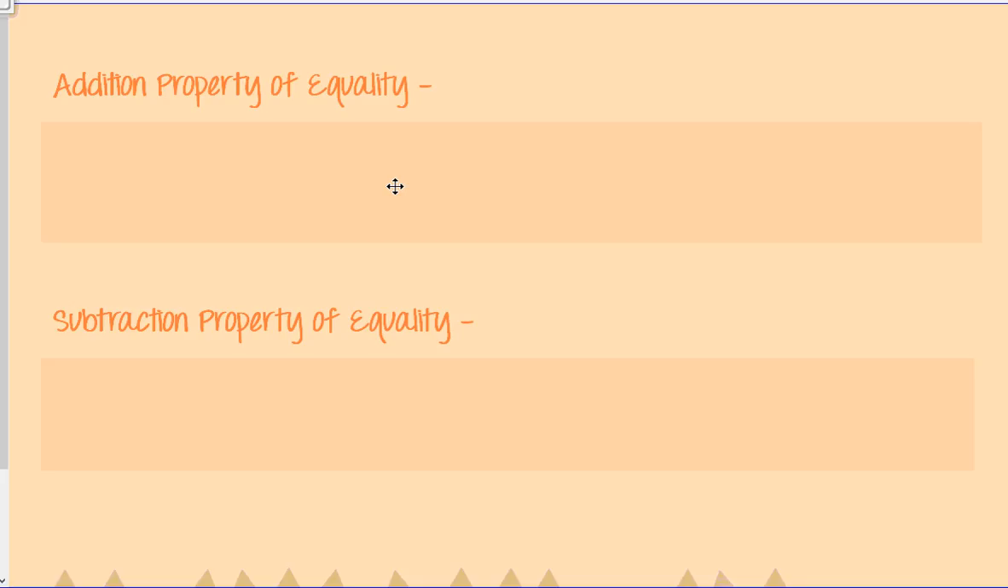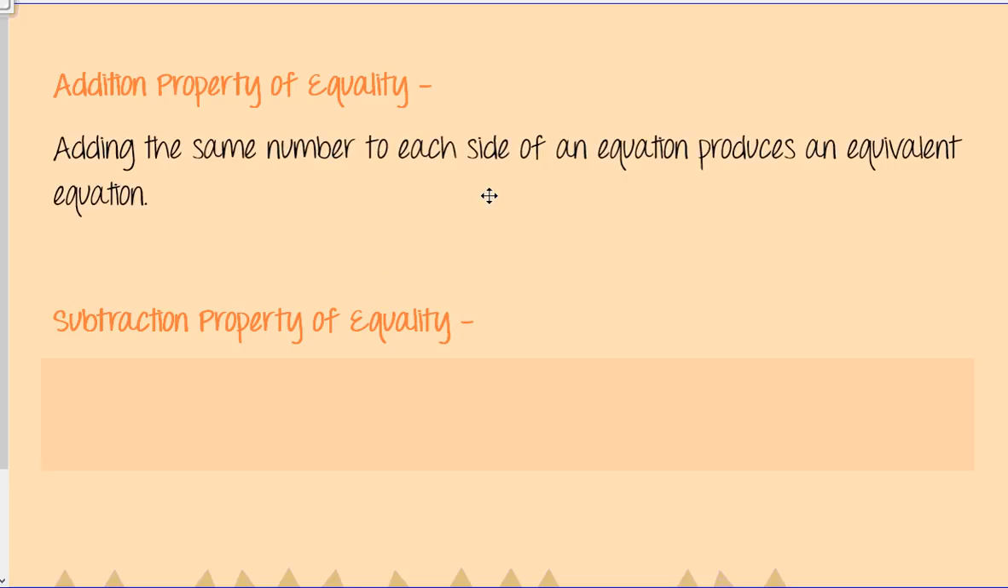Okay, so the first vocabulary word we will be dealing with is the addition property of equality. The addition property of equality states that adding the same number to each side of an equation produces an equivalent equation, meaning that if you add something to one side of the equal sign, you have to do it to the other side of the equal sign.